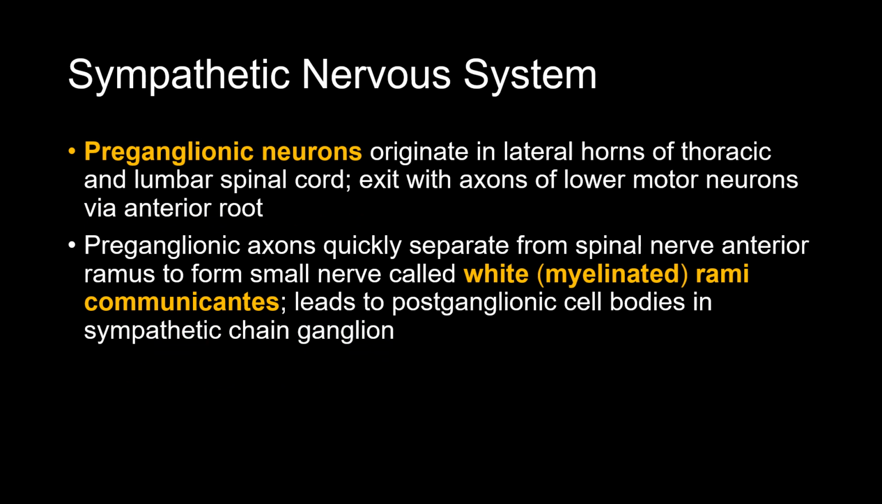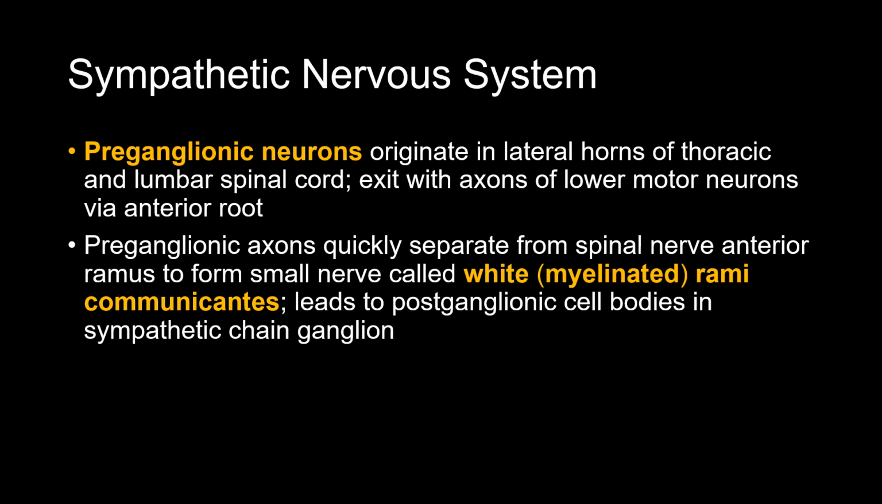And remember, these preganglionic neurons originate in the lateral horns of the thoracic and lumbar spinal cord, and they exit with axons of lower motor neurons through the anterior root. If you remember, I talked about all efferent neurons leaving through that anterior root. Well, these are efferent neurons, and they just originate from the lateral horns. So that's where they differ.